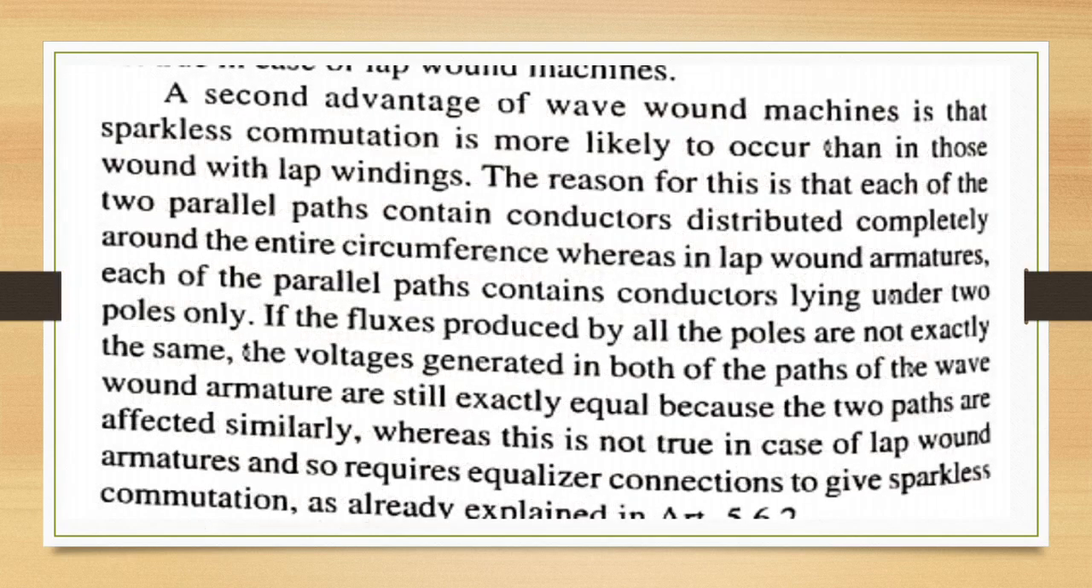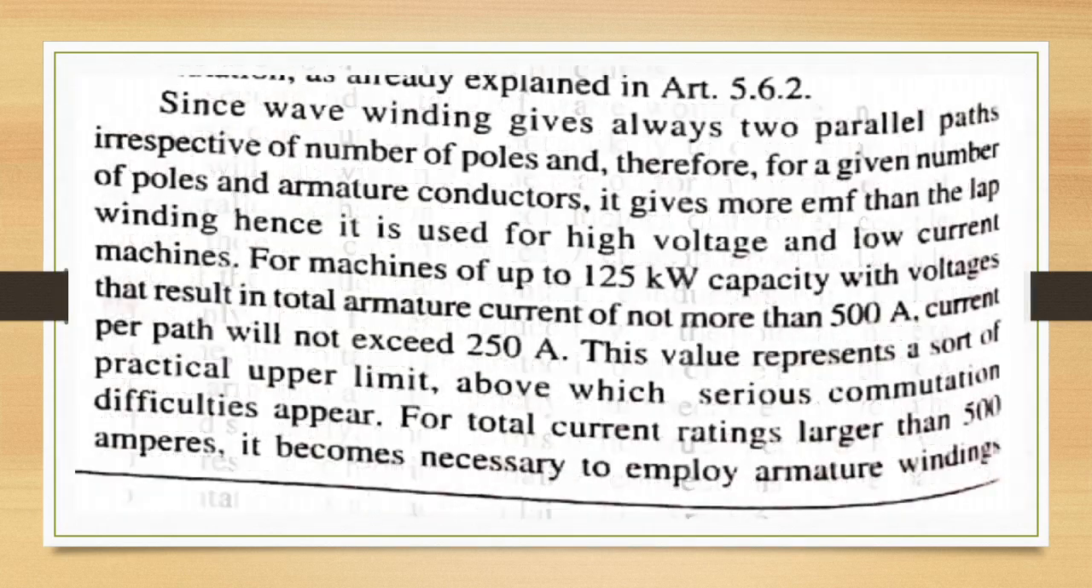The second advantage of wave wound machines is that sparkless commutation is more likely to occur than in those wound with lap windings. The reason for this is that each of the two parallel paths contains conductors distributed completely around the entire circumference, whereas in a lap wound armature, each of the parallel paths contains conductors lying under two poles only.